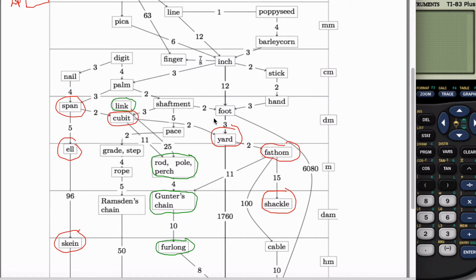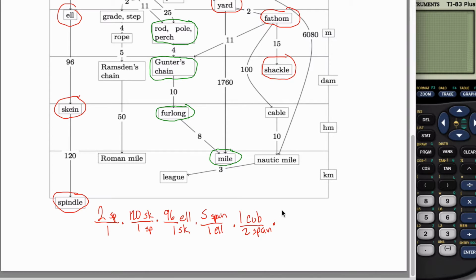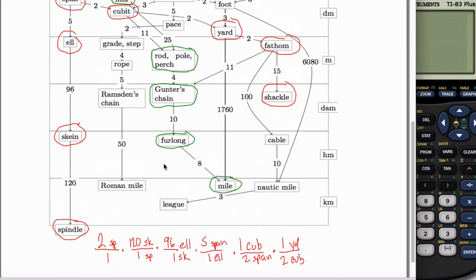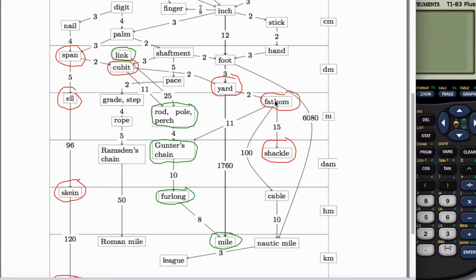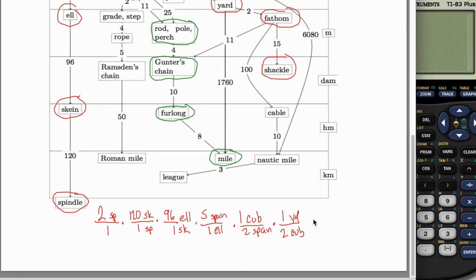And what do I have? 2 yards is the same as 1 cubit. No, that's not true. 2 cubits is the same as 1 yard. That's right. Bigger, higher up on this thing is smaller. So 2 of these cubits is 1 of these yards. So I'll write 1 yard over 2 cubits. And I'm almost there. I can then go to fathoms. And yards are smaller than fathoms because they're higher up. So 2 yards is the same as 1 fathom. In other words, 1 fathom is the same as 2 yards.